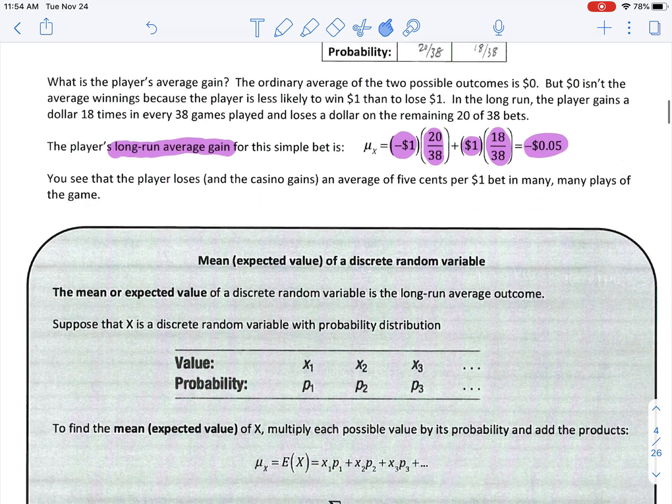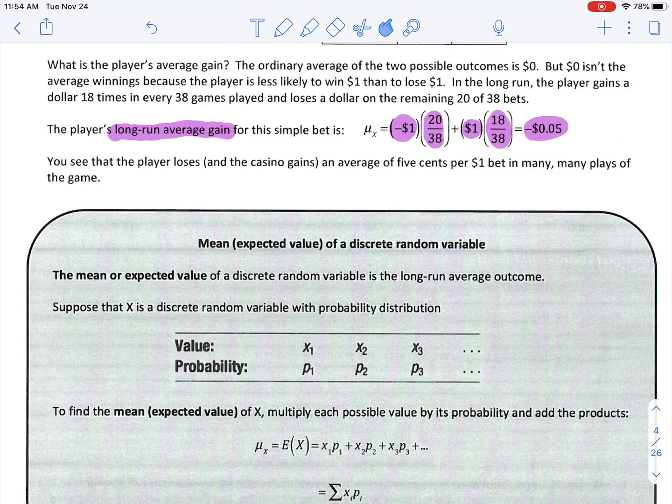It's called a mean or expected value for a probability distribution, okay? If we have a discrete random variable with some sort of probability distribution, the mean, yes, that mean, the average, also known as expected value, okay, is what we're calculating.